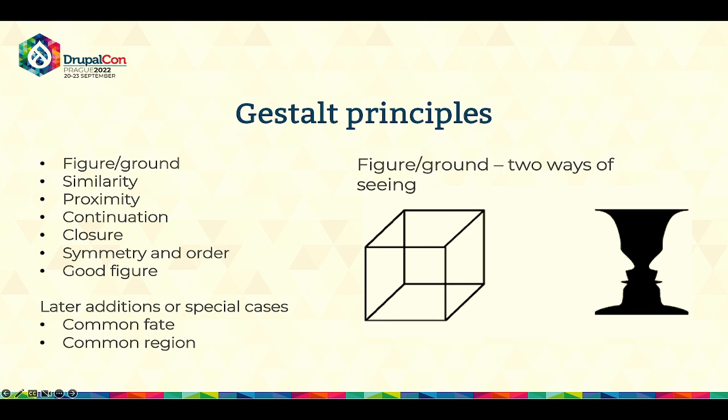Figure ground is two ways of seeing. In the left picture, you can perceive it from a different perspective: either the top part is the bottom square, or the top part is the square above. In the second one, you either see two faces, or you see a chandelier, or where you put a candle, or something you drink from, or a vase.